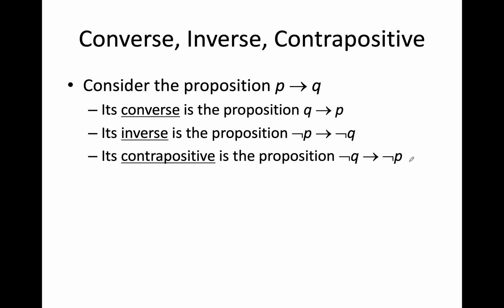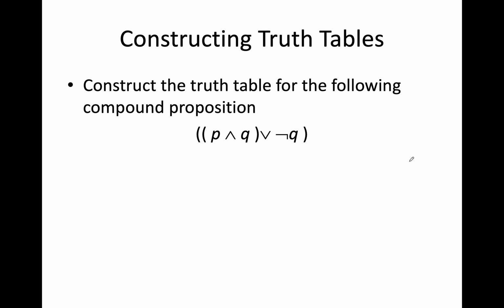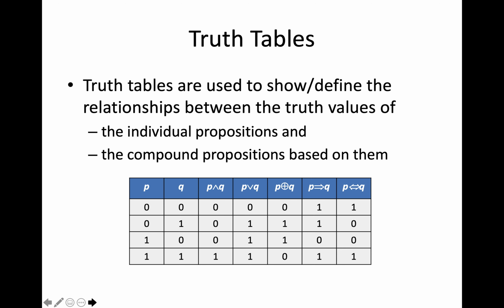Remember, negation comes first. So constructing your truth table, actually we missed something, there we go. Truth tables are used to show and define the different relationships between the truth values of individual propositions and compound propositions based off of them. So now we can actually go in and check what we've done, and that should basically look more or less the same.